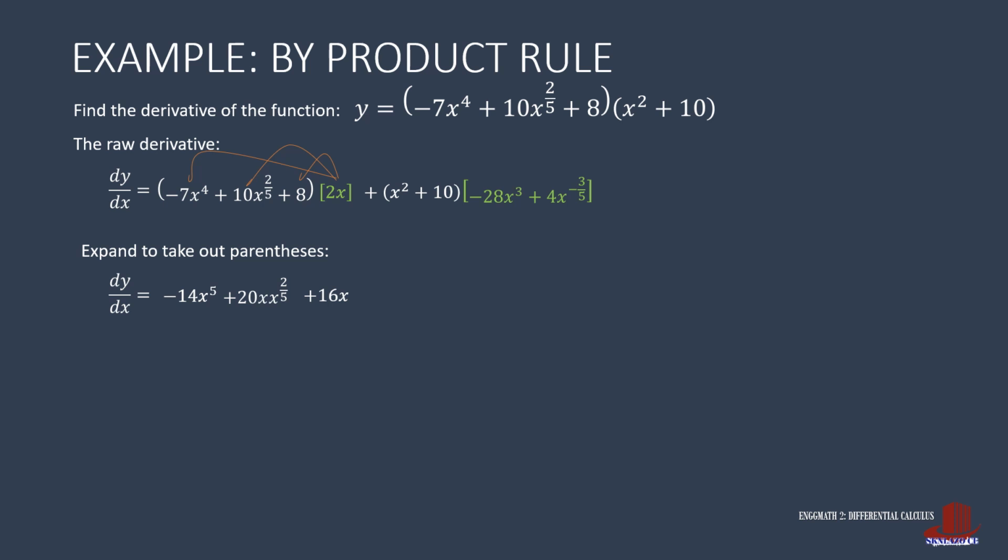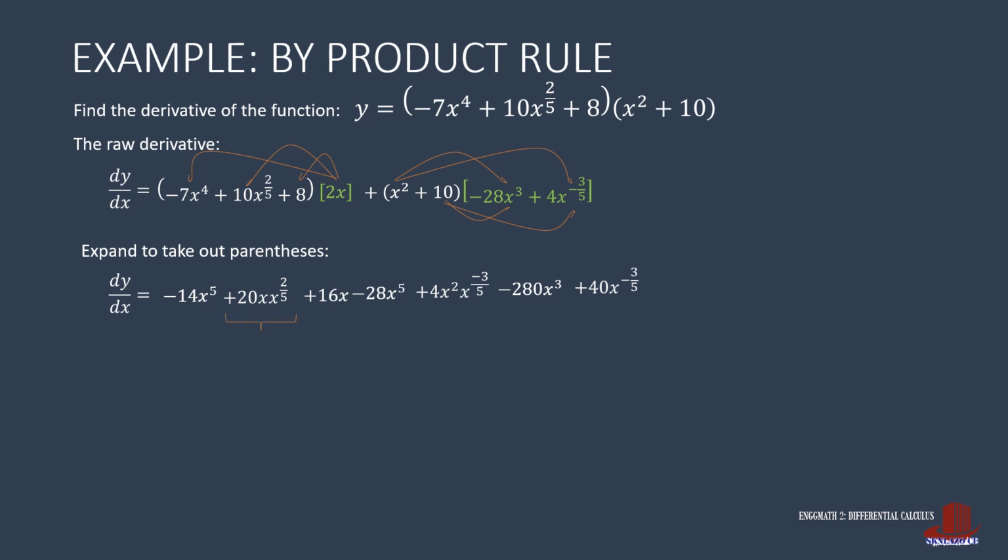Using FOIL method for the second term, there are x squared times negative 28x cubed, giving negative 28x raised to 5. There is also x squared times 4x raised to negative 3/5, which is just coined for now as 4x squared times x raised to negative 3/5. Then, with a factor of 10, the next term is 10 times negative 28x cubed, giving negative 280x cubed, plus 10 times 4x raised to negative 3/5, which is 40x raised to negative 3/5.